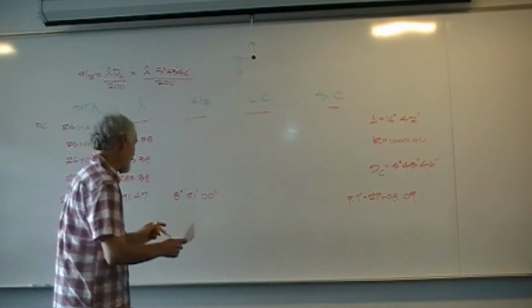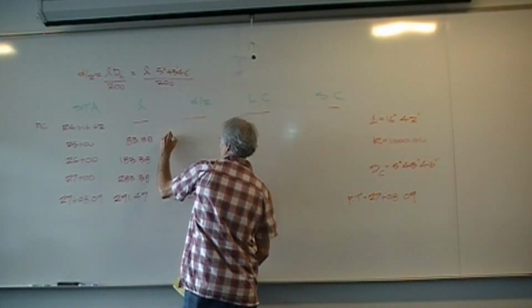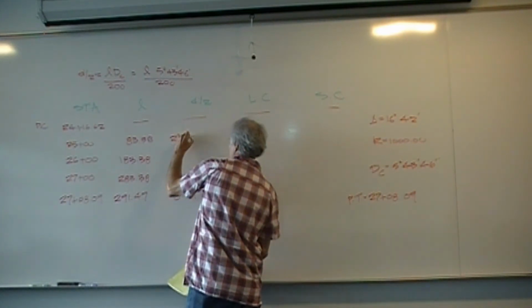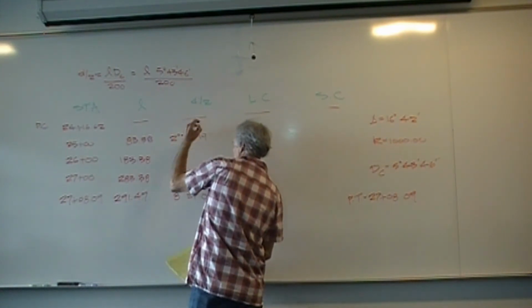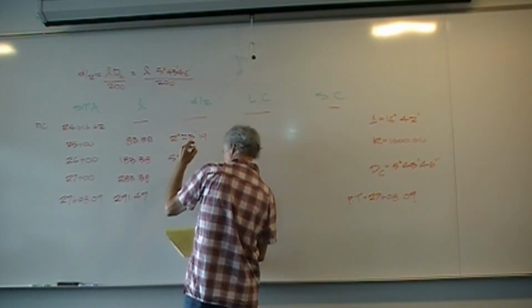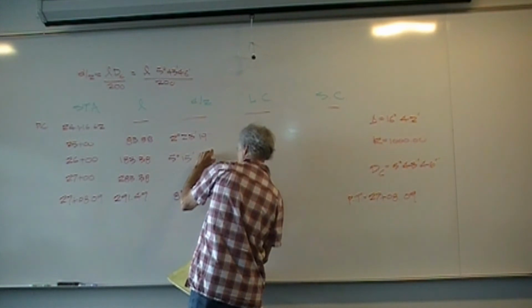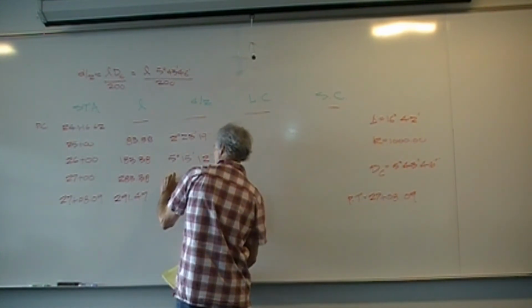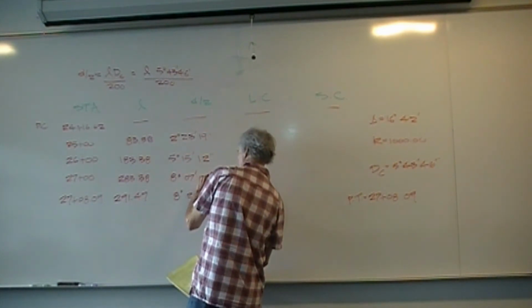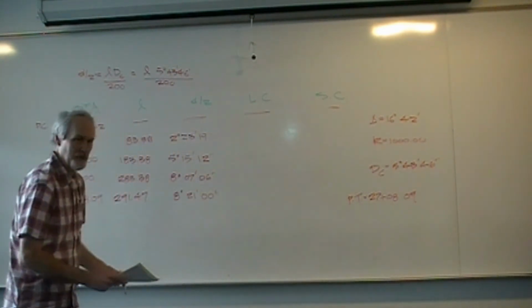So after I do that, I'll notice these are incrementing. And I got 2 degrees, 23.19, I got 5 degrees, 15, 12, and I have 8 degrees, 0.7, 0.6, and ultimately the last one.